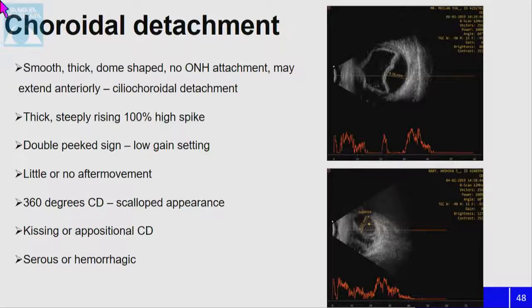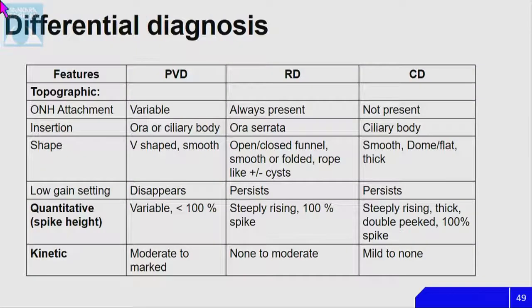Sometimes there can be scalloped appearance of a peripheral shallow choroidal detachment, or sometimes the choroidal detachment is so high that it can be a kissing or oppositional CD. And the choroidal detachment can be serous. Here the internal reflectivity is low, and here it is hemorrhagic, where there are multiple moderate to high reflective echoes inside. So in a nutshell.